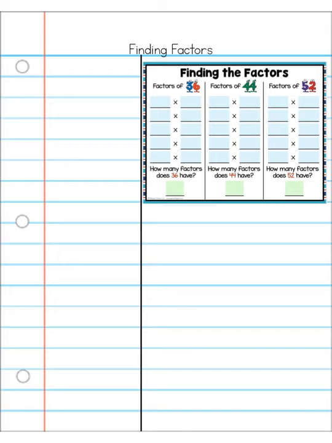Now we're going to practice a couple more times finding the factors of a number using t-charts. I want you to try each of these on your own, and then we'll go over them.